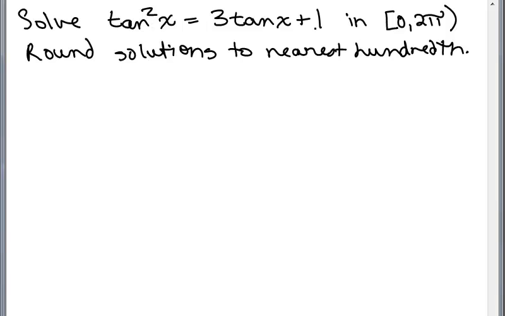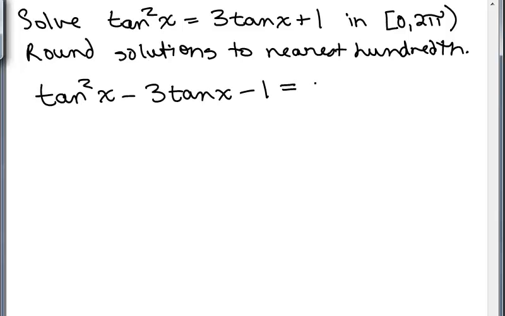Alright, so this looks like a quadratic, so I'm going to start by subtracting 3 tangent of x and 1 from both sides, so I have all the terms on the left-hand side equaling 0. Now, this is really in the form y squared minus 3y minus 1, where y is being substituted for tangent of x, and unfortunately, this does not factor. So we're going to have to use the quadratic formula.